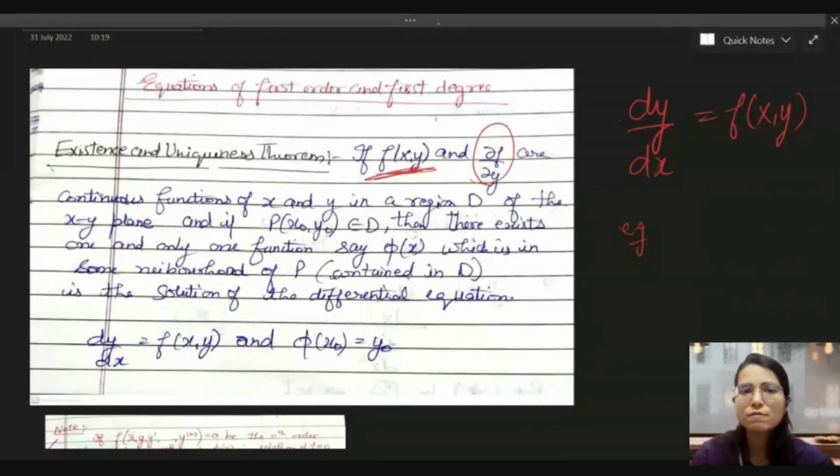This is a first order, first degree differential equation. It can be linear or it can't be linear. Let me give you an example. It can be linear or non-linear.